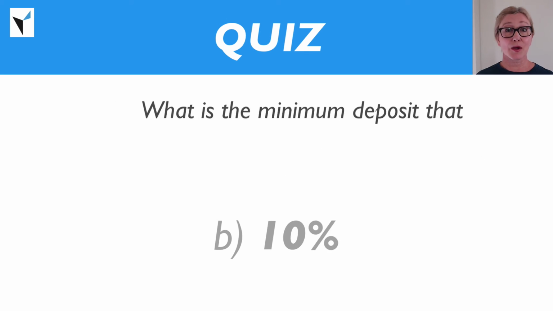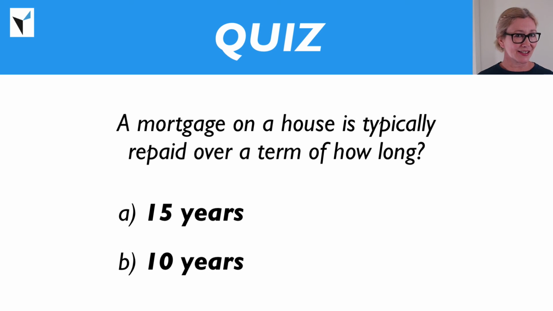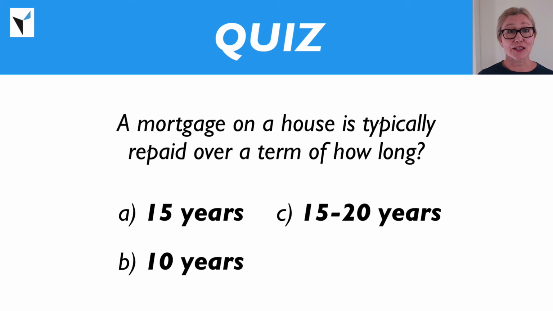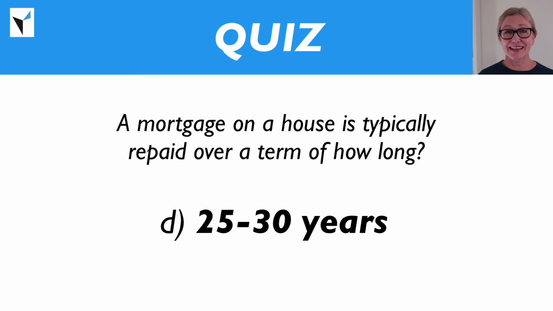Question 3. A mortgage on a house is typically repaid over a term of how long? A. 15 years, B. 10 years, C. 15 to 20 years, or D. 25 to 30 years? And the answer is D. A mortgage on a home is typically repaid over a term of 25 to 30 years.